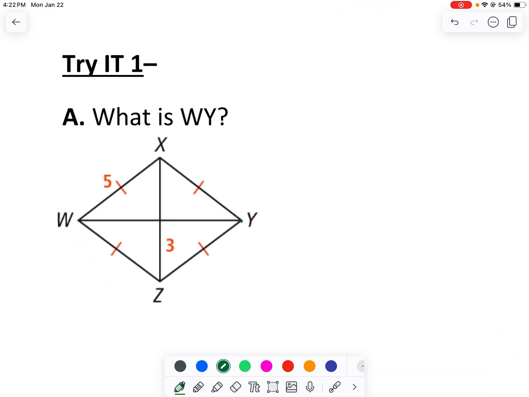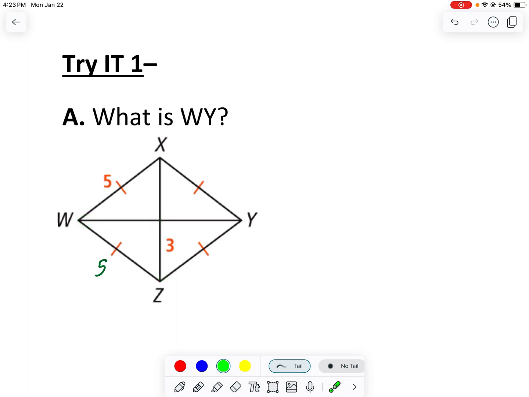Here you want to find out WY. Now this one's a little harder to do, so with this one, I'm going to quickly talk to you guys about it. Now, we know that this is a rhombus, 4 congruent sides. So we know that those lengths are preserved. That means this is 5. Ooh, if that's 5 and this is 3, what's this length? Because that's part of WY. We need to find that length.